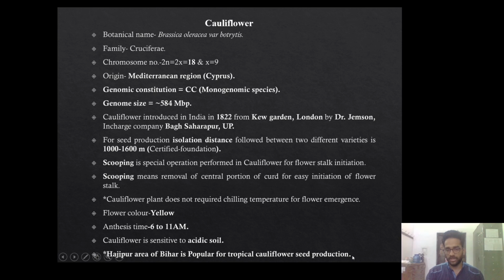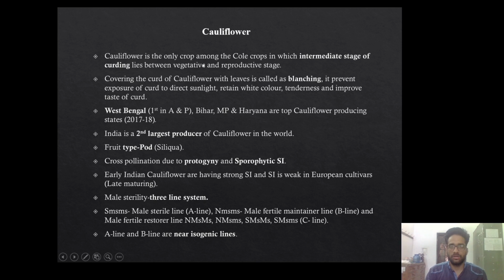Cauliflower is the only crop among the cole crops which has an intermediate stage of curding, which lies between vegetative and reproductive stage. Covering of the curd of cauliflower with leaves is called blanching. It prevents exposure of the curd directly to sunlight and retains white color, tenderness, and improves the taste of the curd. West Bengal is the top producer of cauliflower in India, and India is the second largest producer of cauliflower after China. Fruit type, I told you, is pod.